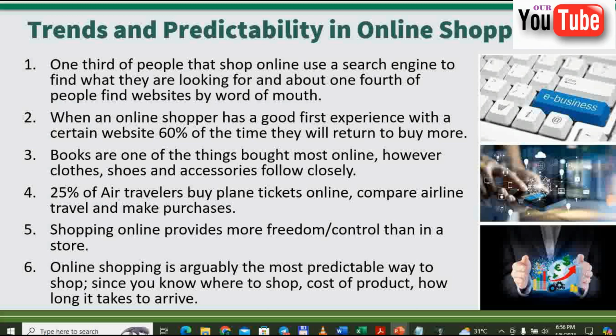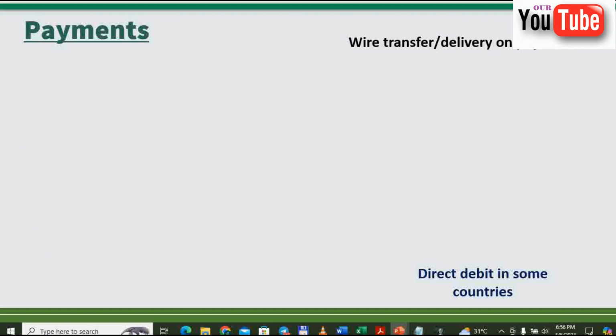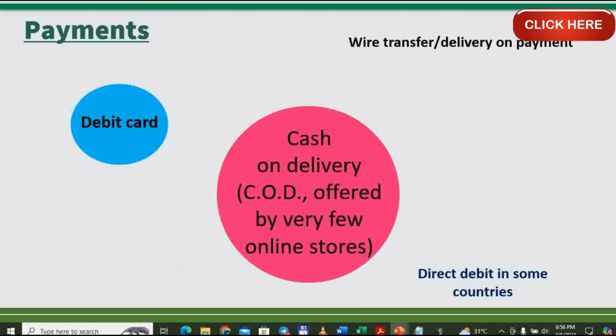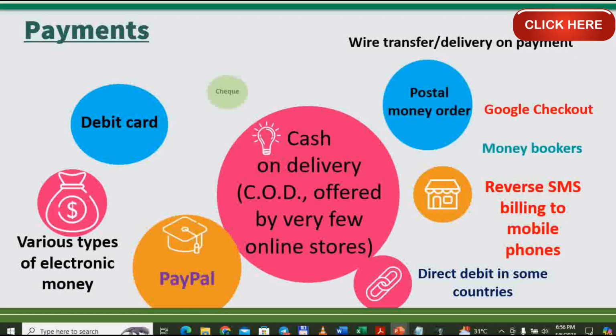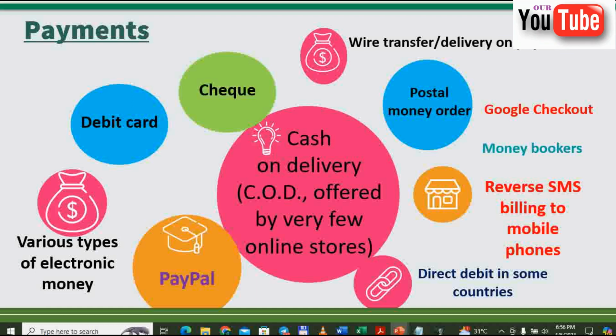Number six, online shopping is arguably the most predictable way to shop, since you know where to shop, the cost of the product you are going for, and how long it will take to arrive at its destination. That is number six. Now, how do we effect payments? We could effect payments through checks, debit cards, wire transfers, delivery on payment, postal money orders, money brokers, cash, PayPal, and so on and so forth. These are the various types of electronic money we can use to make payments.